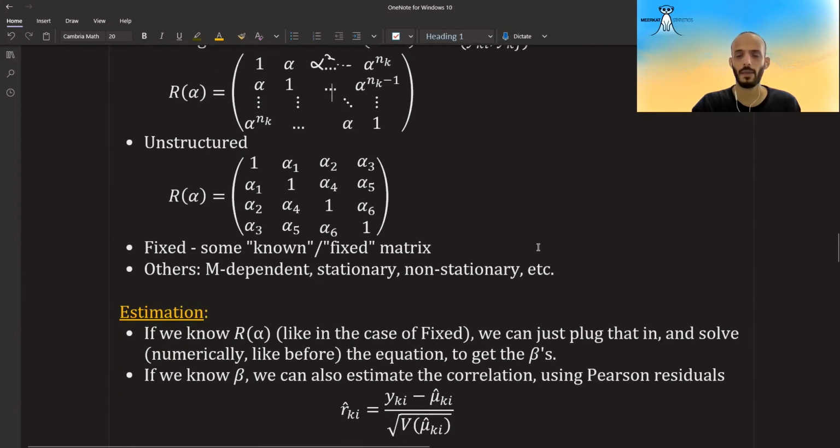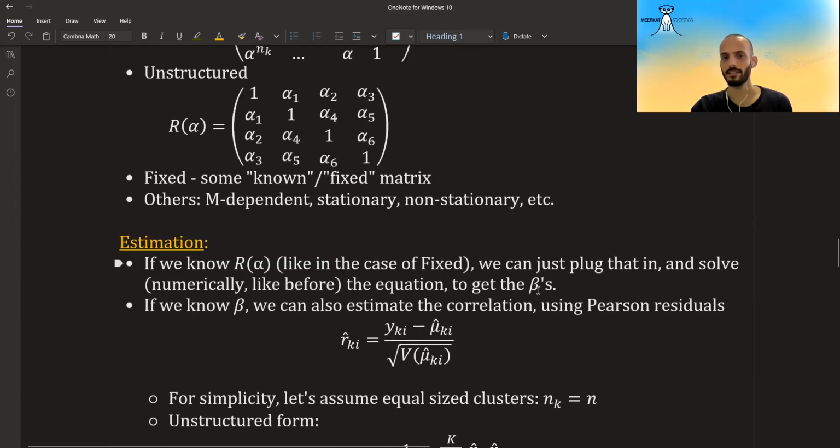Okay, so how do we continue from here? How do we estimate the betas and how do we do inference over the betas? So now in the likelihood equations, we have an extra term. We have this correlation matrix, which we on purpose added to account for what we believe might be the correlation in our data. If we knew the correlation matrix, like in the case of fixed, let's say I know the correlation and I just give it to you, then there is no problem. We just plug in that correlation matrix in the equation, and just like before, we get a system of equations, not linear. We use numerical methods and we get the betas.